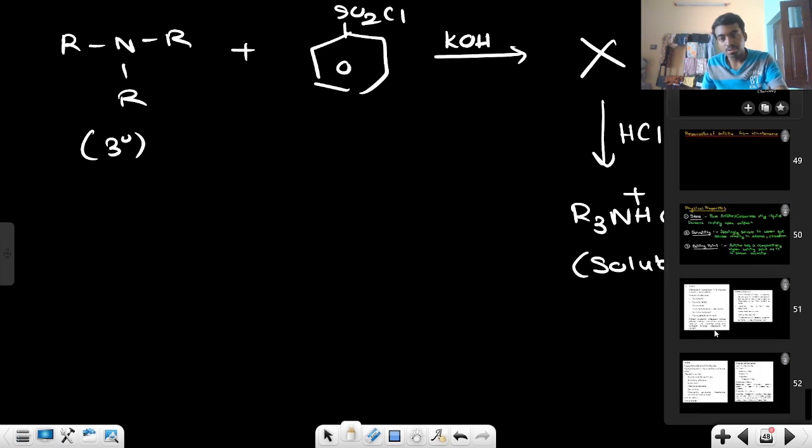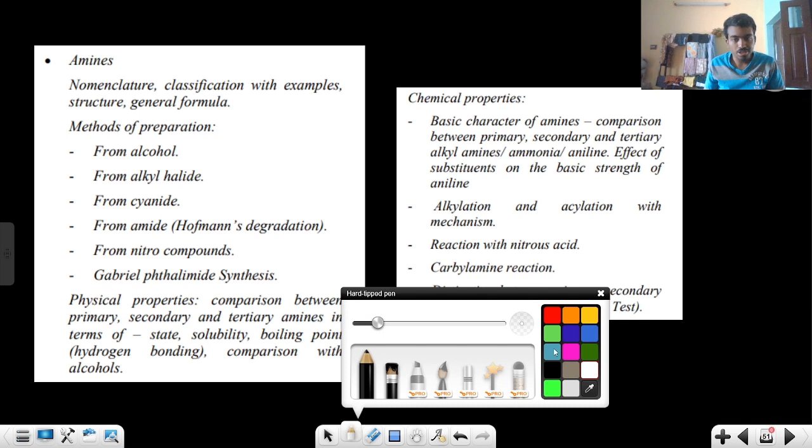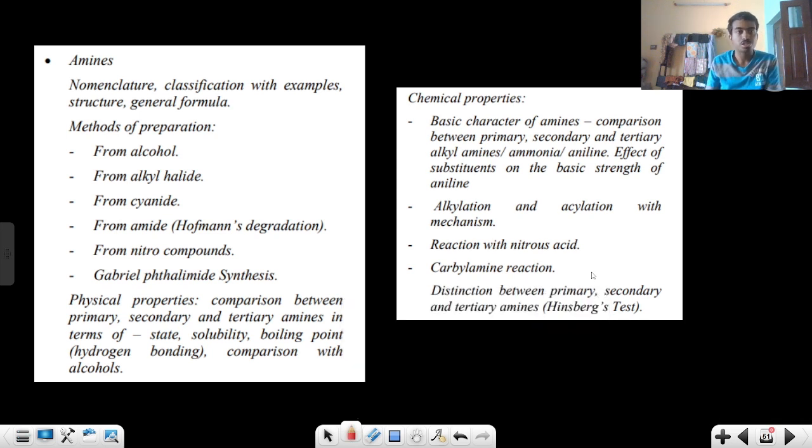Next we move on to aniline. Before that let me show you the syllabus once. This is your ISC syllabus, not JEE Mains. See, nomenclature is class 11, so that I will not do. GOC lecture is there. Method of preparation: alcohol done, alkyl halide done, cyanide done. This one is Hoffmann ammonolysis.